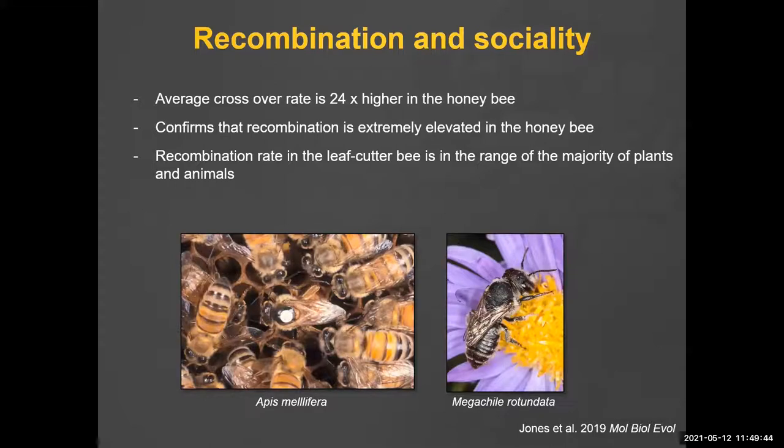And what we find is that the average crossover rate is actually 24 times higher in the honeybee. So this confirms that recombination is extremely elevated in the honeybee, and that recombination rate in the leafcutter bee is in the range of the majority of plants and animals. So the leafcutter bee, although it's just another bee, has a recombination rate that's more similar to something like a human than the highly social honeybee.